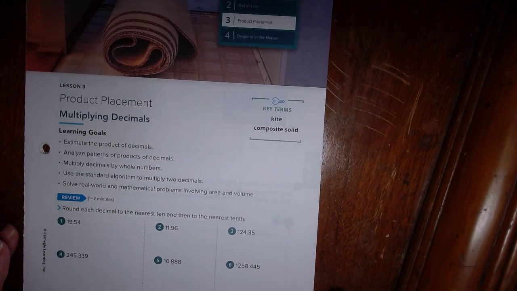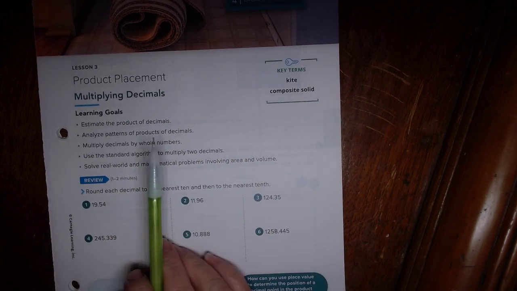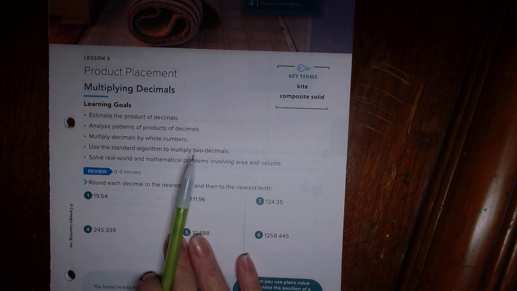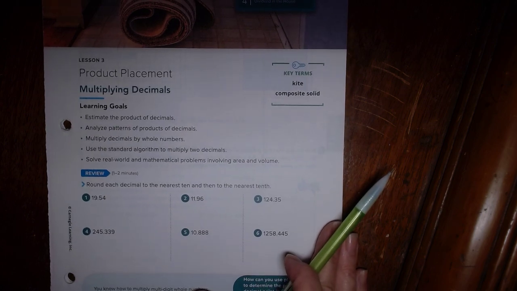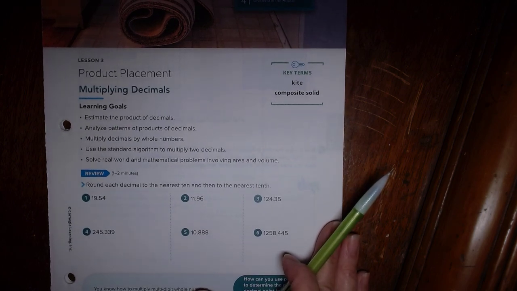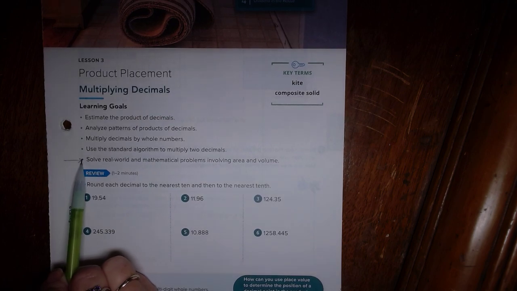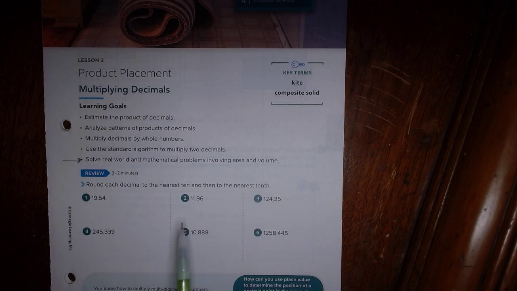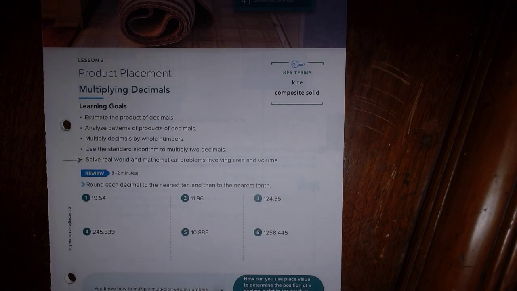Okay, so our learning goals: estimate the product of decimals, analyze patterns of products of decimals, multiply decimals by whole numbers, use the standard algorithm to multiply two decimals, and solve real-world and mathematical problems involving area and volume. Area and volume are coming back. I know that we tested on it in the last unit, the last topic, but it's coming back here. Key terms: kite and composite solid.